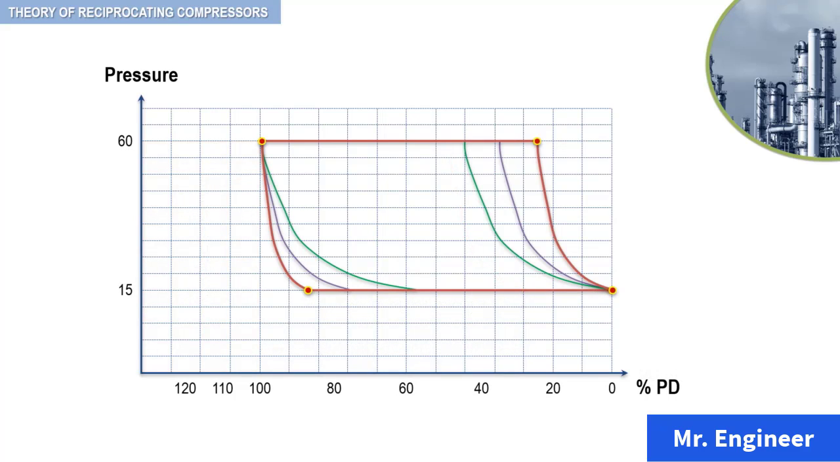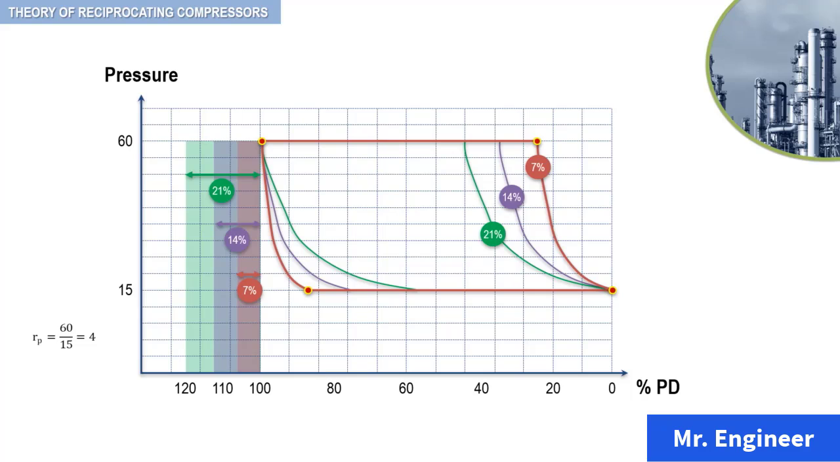This next figure shows a series of theoretical pressure-volume diagrams based on a constant pressure ratio of 4 and clearances of 7, 14, and 21%. The effect of clearance is clearly indicated here. As the clearance increases, the actual capacity decreases. Why is that? Because, recall, the gas trapped in the clearance volume will be re-expanded during the suction stroke before the inlet valve will open and admit fresh gas to the cylinder, and this inevitably takes away some of the compressor capacity. So, the higher the clearance, the lower the compressor capacity.